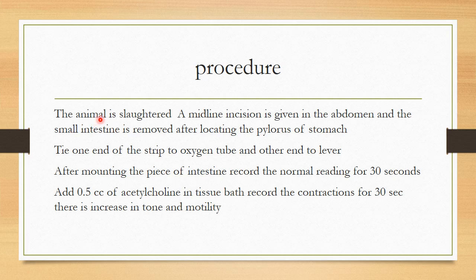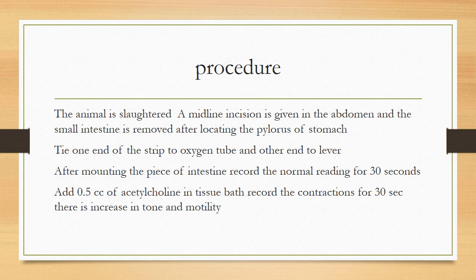The procedure is: the animal is slaughtered, a midline incision is given in the abdomen, and the small intestine is removed after locating the pylorus of the stomach. One end of the tissue strip is attached to the oxygen tube and the other to the lever. After mounting the piece of intestine, record the normal reading for 30 seconds. Then add 0.5 cc of acetylcholine in the tissue bath and record the contractions for 30 seconds.